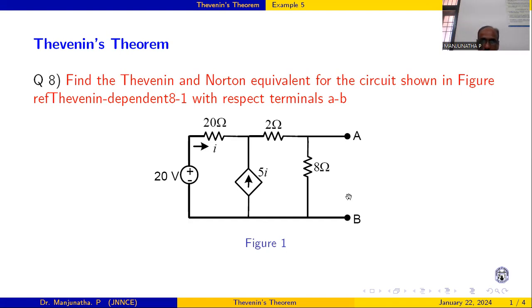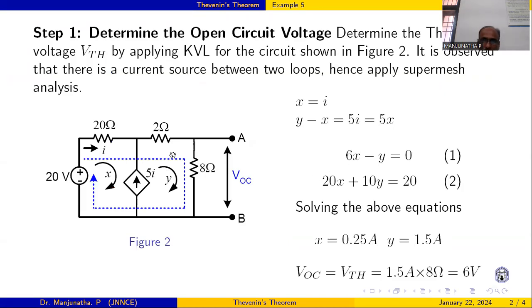We'll go for step 1. The first step is to determine the open circuit voltage between these 2 points. When coming to the VAB or VThevenin or open circuit voltage, the drop across this 8 ohm is the Thevenin's voltage.